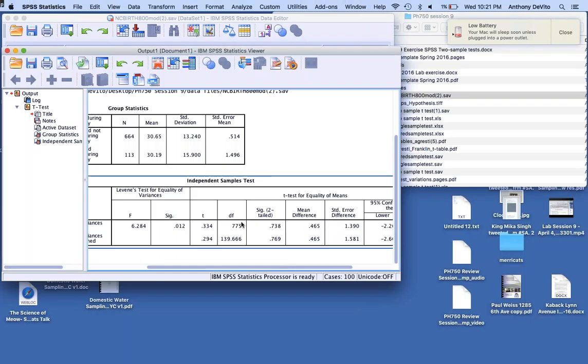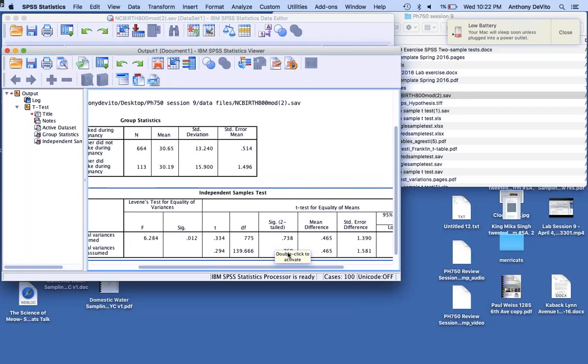Good work, Laura. And now had we had a number here less than 0.05, we would have rejected the null hypothesis, and we would have accepted the alternative hypothesis. Now, in this case where we don't reject the null hypothesis, we never say we accept the null hypothesis.